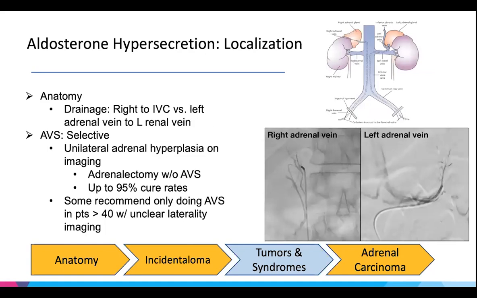So following up on that, do you want to be selective with who you do adrenal venous sampling for? Some recommend only doing vein sampling in patients who are greater than 40 with unclear laterality on imaging. And then typically when you do an adrenalectomy, you can have 95% cure rates if you had done venous sampling for aldosterone hypersecretion.